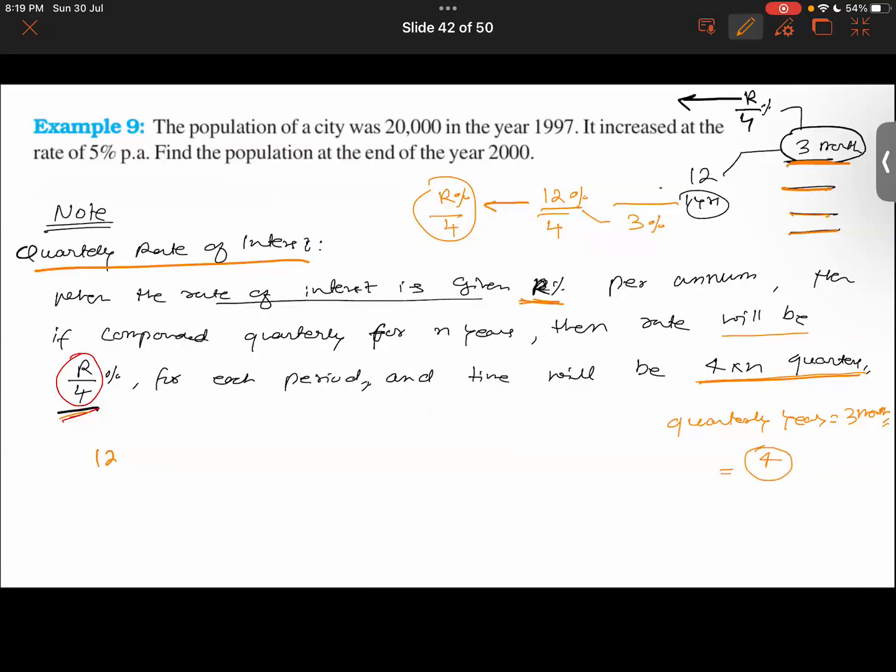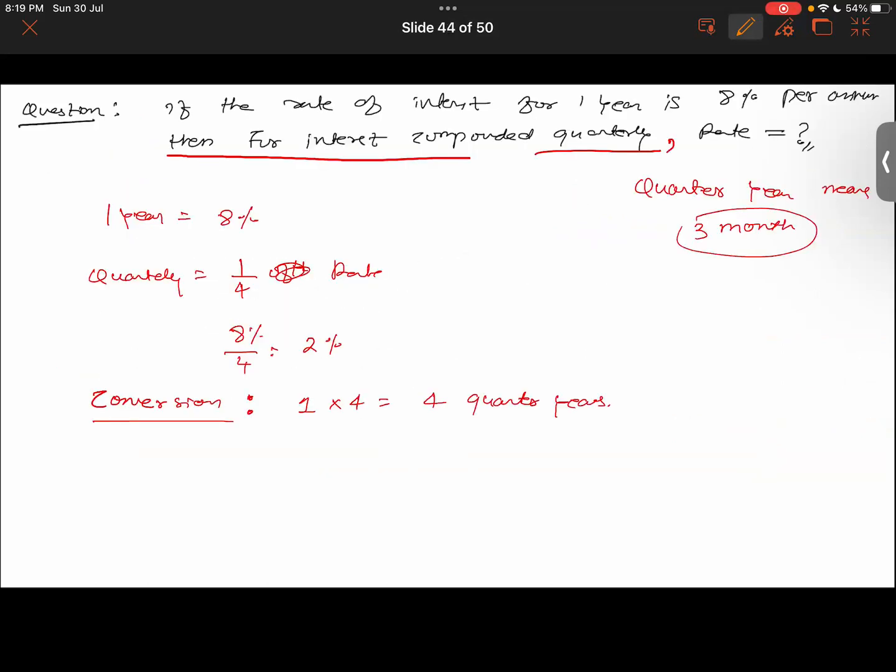Done, sir. Yes. Okay, now let's take the screenshot of this one as well. That was a question. You can look at it. Basically, the rate of interest for 1 year was given. We were required to calculate it for a quarter year. So, sir, we simply divided it by 4 and got 2%. For the full year, it was 8%. For 3 months, it was 2%.